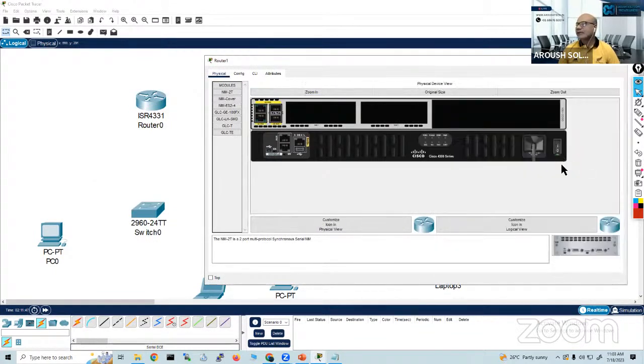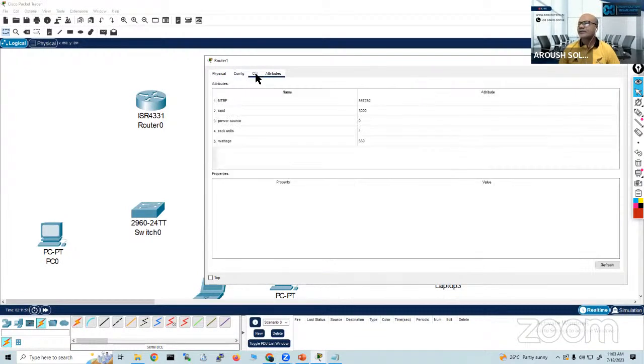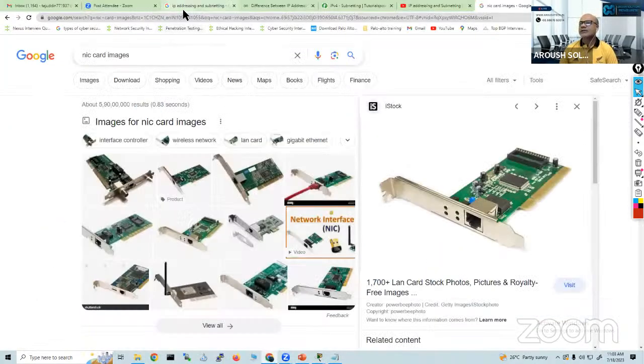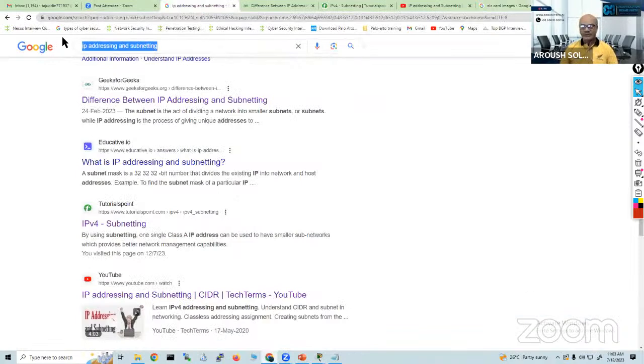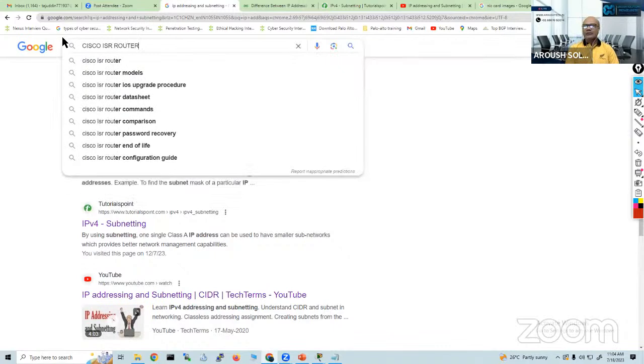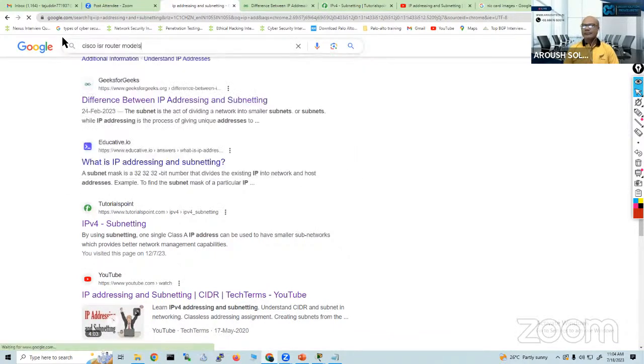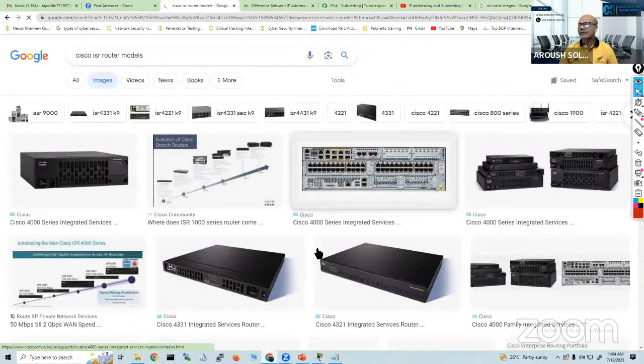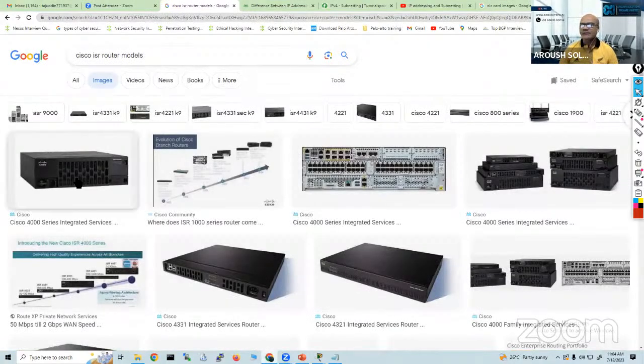So we can see, I'll make it off this one. I'll put this module as well here. So this also gets booting now. If you want to see more about the ISR router, you can check this one here. Cisco ISR router model. So we can see this looks like the CSR router model, yes.